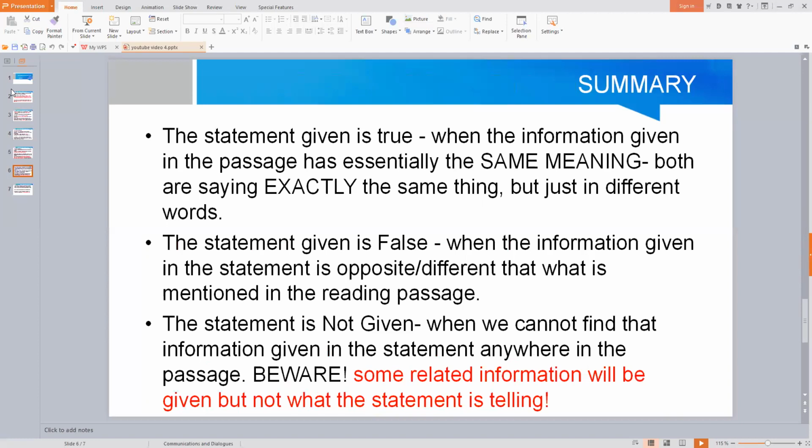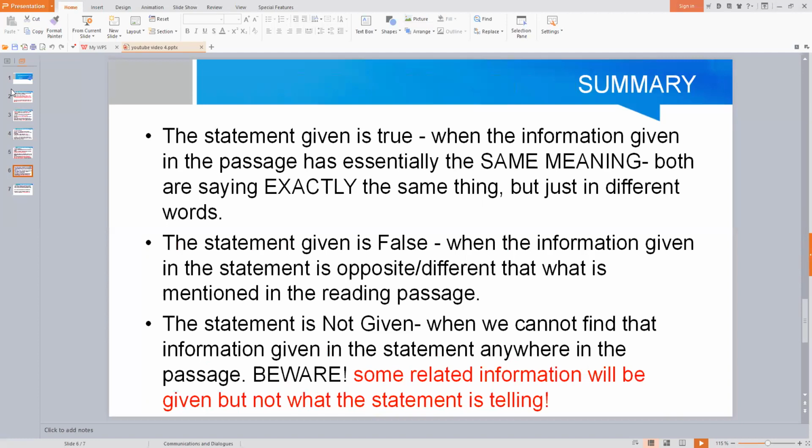Maybe the paragraph was saying that Sarah was the employer, according to the paragraph, but the statement was saying that Jane was the employer. So they're conveying something different. It's opposite, it's different. So when the information given in the statement is opposite or different from what is mentioned in the reading passage, then the statement given is false, and you'll write on your answer sheet, it's false.